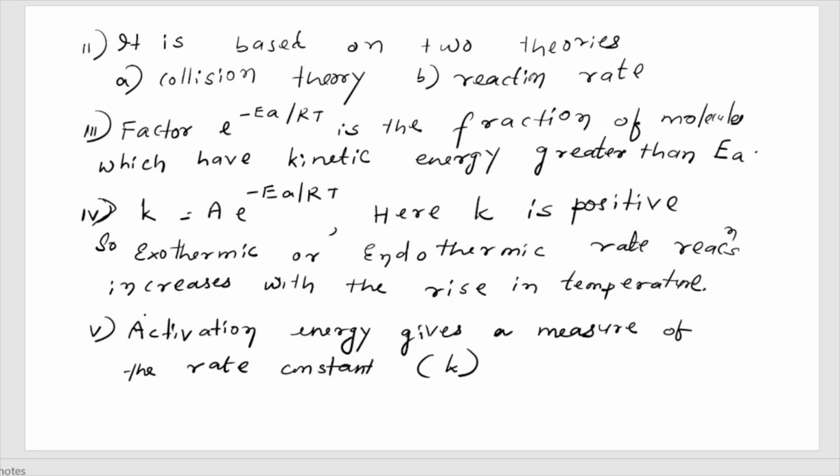I hope it is clear to you about activation energy, the Arrhenius equation, and the relation between activation energy and temperature, and how it is related to the rate constant. If the temperature is T1, the rate constant is K1. If the temperature is T2, the rate constant is K2. Here also you can calculate the energy of activation by using all the factors. So I hope it is clear to you.